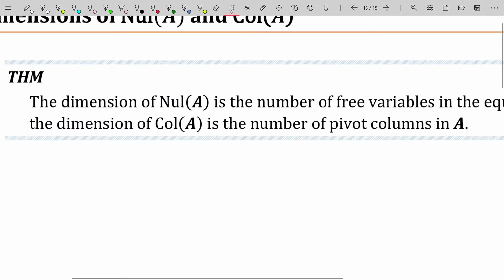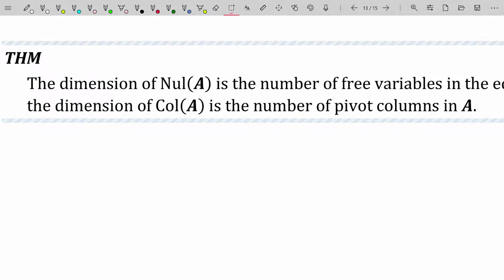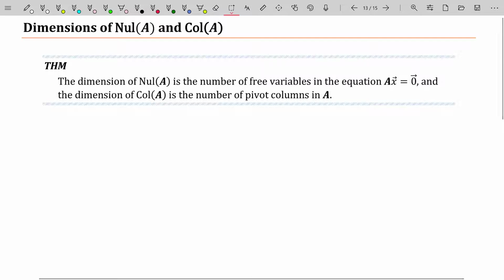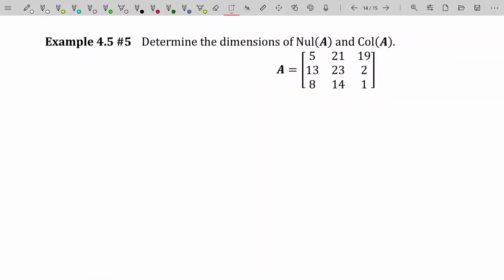The dimension of the column space being the number of pivot columns in A, that should be obvious as well, because remember, the column space is generated from the columns of A, and all you need are the linearly independent columns of A, and those are defined by the pivots in A. So if A has 2 pivot columns, then the basis for the column space of A has 2 vectors, and therefore the dimension of the column space of A is 2. This topic is short and sweet and awesome. So let's just dive right into it.